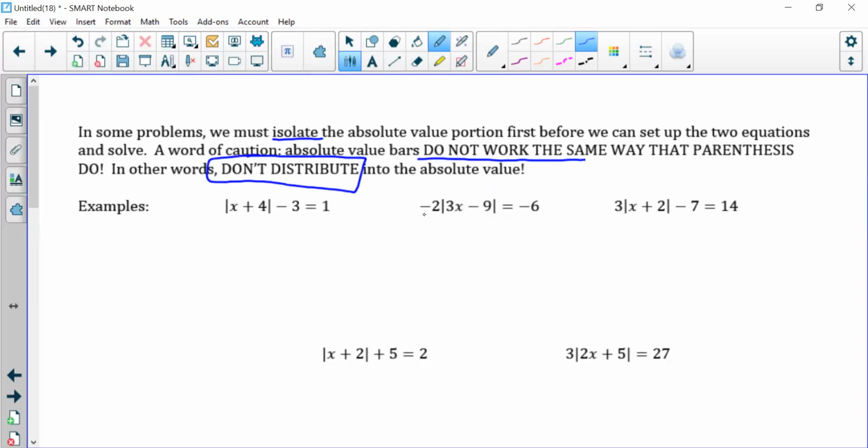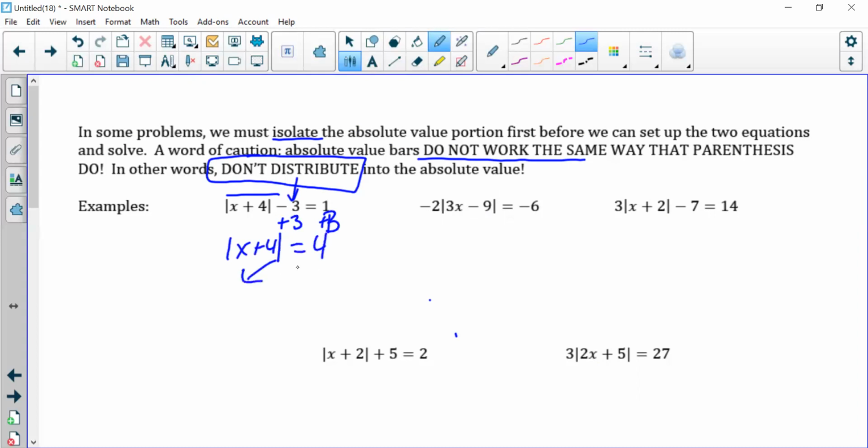All right, so the first one, the absolute value of x plus 4 minus 3 equals 1. I want the absolute value by itself, so I gotta get rid of this 3. It's being subtracted, so let's add it. So that gives me plus 3, there we go. That gives me the absolute value of x plus 4 equals 4.